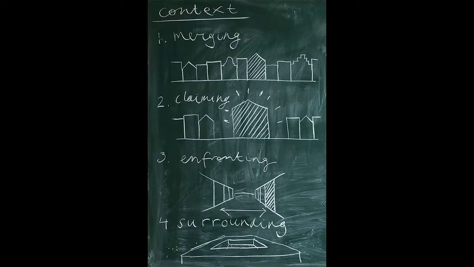Okay, so this was urban scale, city scale. Once again, merging, claiming, enfronting, and surrounding. So perhaps for your own design, try a few of these possibilities. What would it mean if your building has to merge in the urban context it is in, or what would it mean if it wants to claim the context? Same for enfronting and for surrounding.